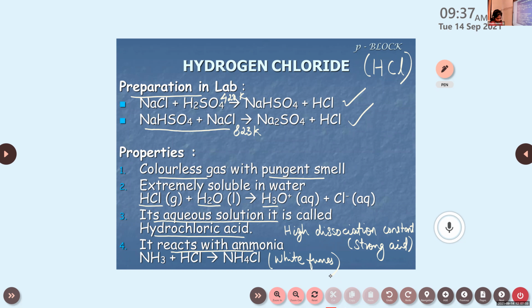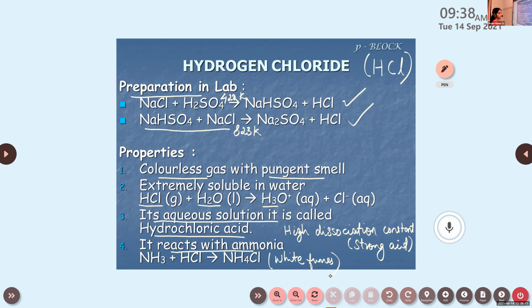Yes. It's easily liquefied to a colorless liquid. Boiling point is 189 Kelvin, and it freezes to a white crystalline solid, freezing point 159 Kelvin. Since it can be easily liquefied, we can convert the gaseous form of hydrogen chloride to hydrochloric acid, right? Its boiling point is 189 Kelvin, and if it freezes to a white crystalline solid, the freezing point is 159 Kelvin. Clear?